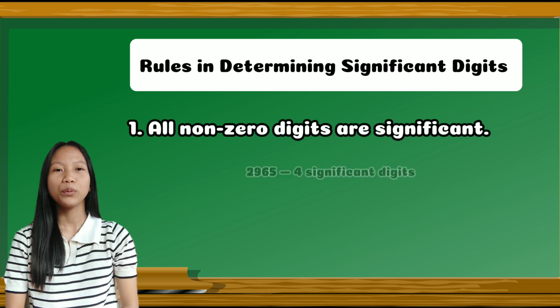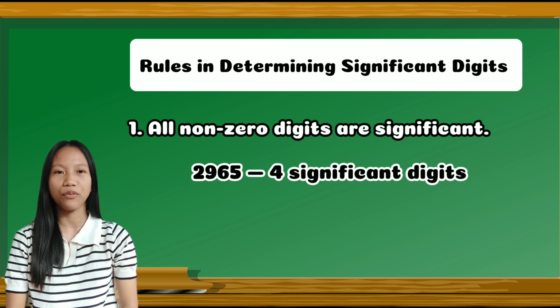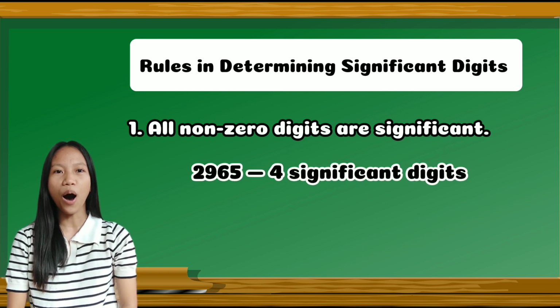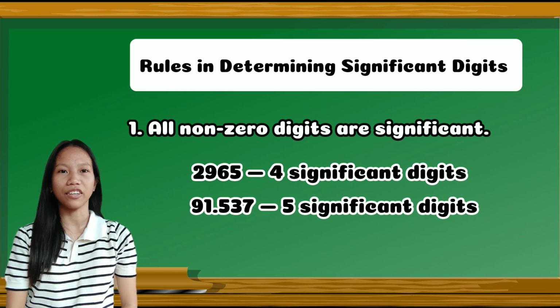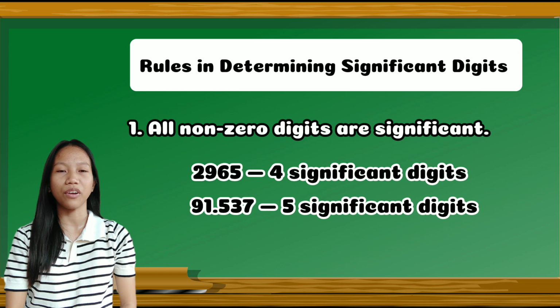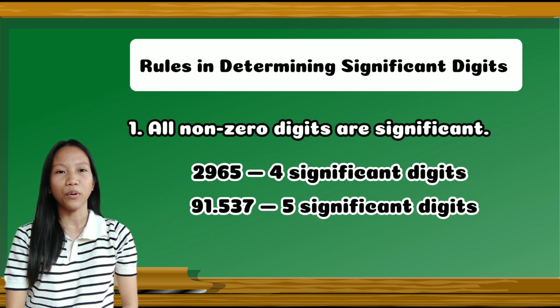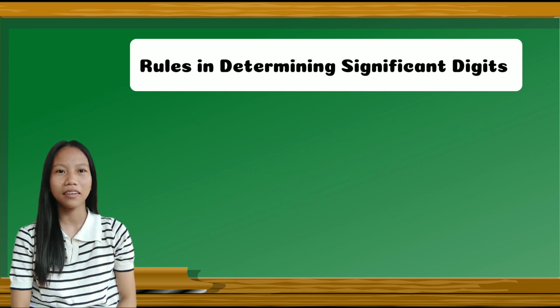For example, 2,965 has 4 significant digits. All the numbers are non-zero digits, so they are all significant. Another example is 91.537 has 5 significant digits, for all the numbers are non-zero digits, so they are all significant.